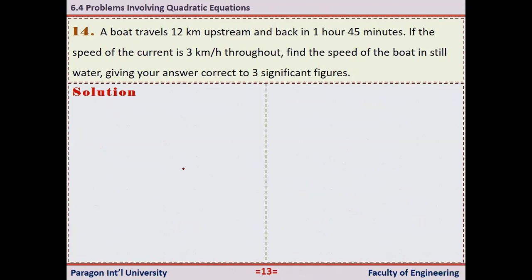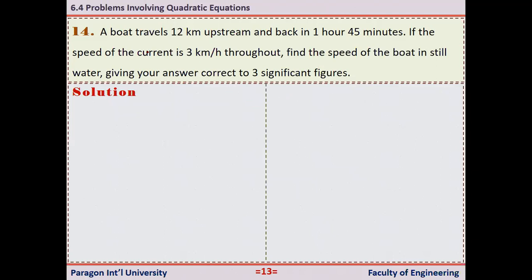All right, question 14. A boat travels 12 kilometers upstream and back in 1 hour and 45 minutes. If the speed of the current is 3 kilometers per hour throughout, find the speed of the boat in still water, giving your answer correct to 3 significant figures.